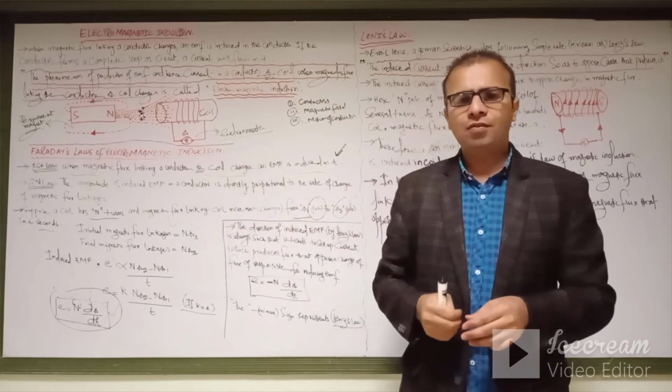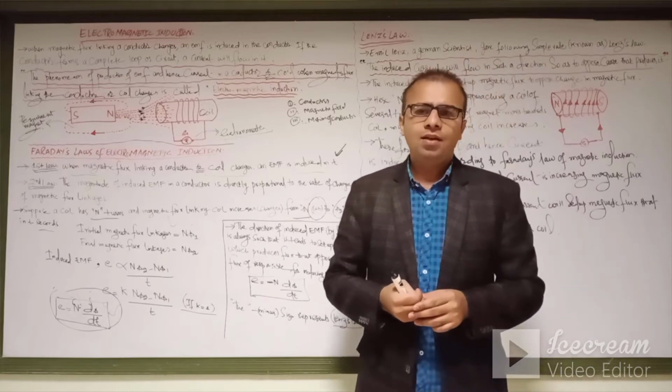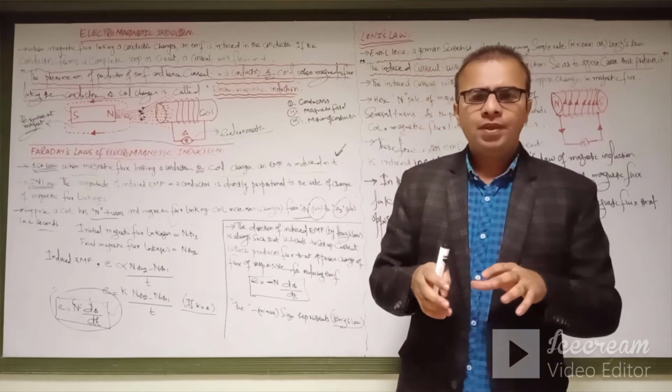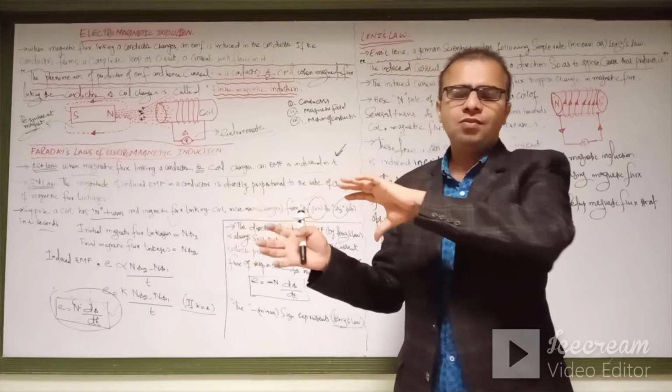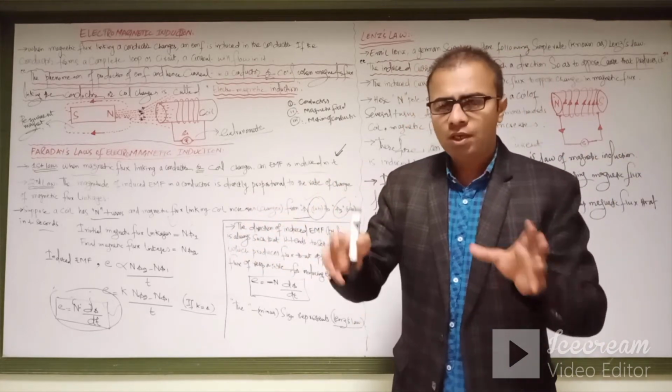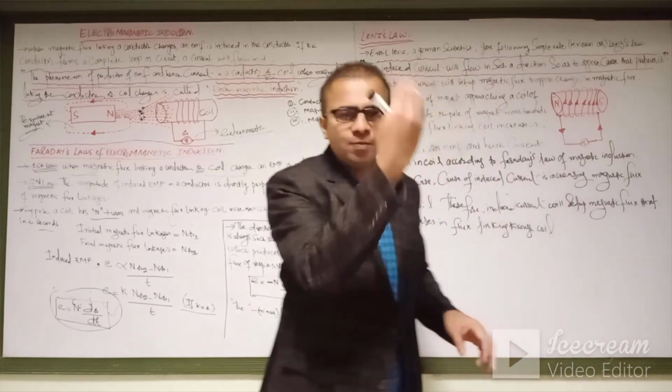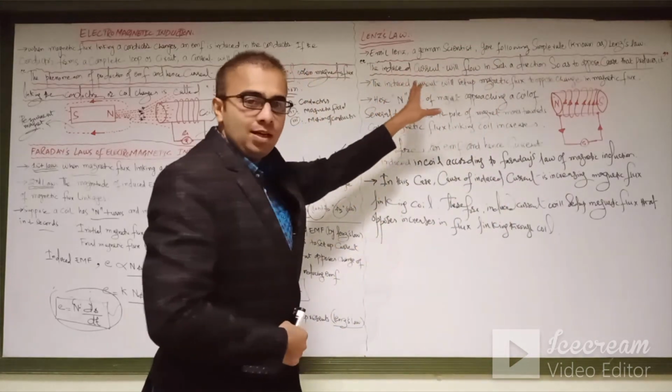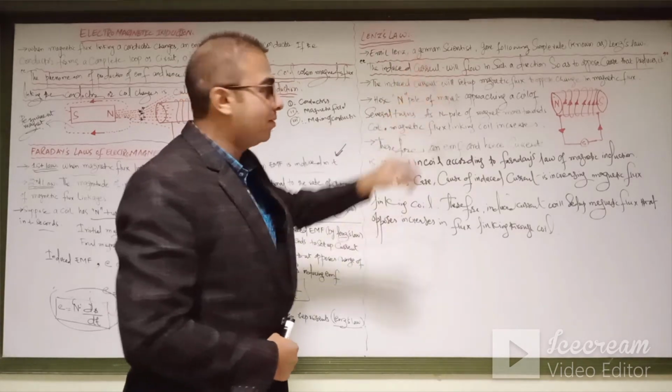Lenz's law is that the direction of the induced EMF opposes the cause which produces it. Take the example of motors: in an electrical motor, electrical energy is converted into mechanical energy. For example, take the example of the DC motor. But before that, we have to explain Lenz's law. So what does Lenz's law describe?